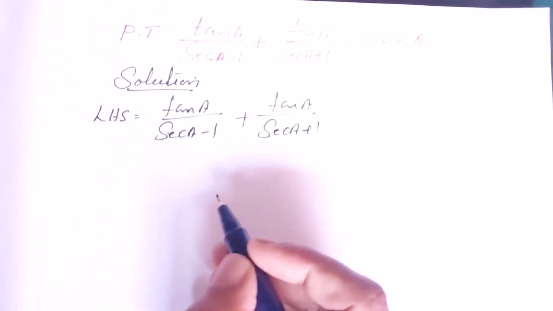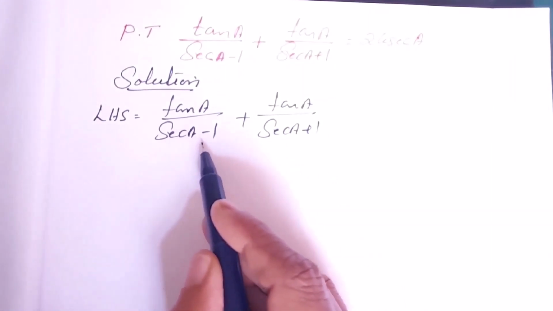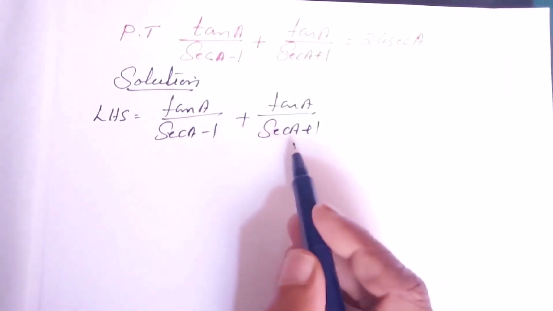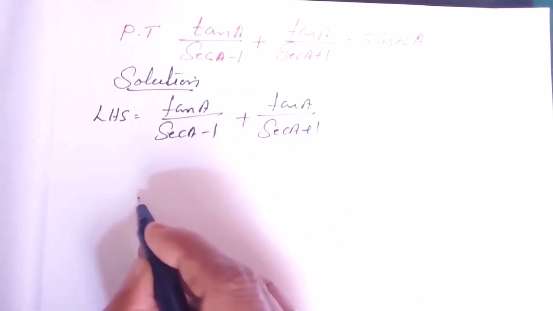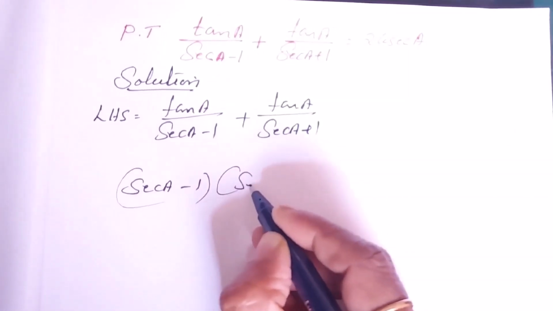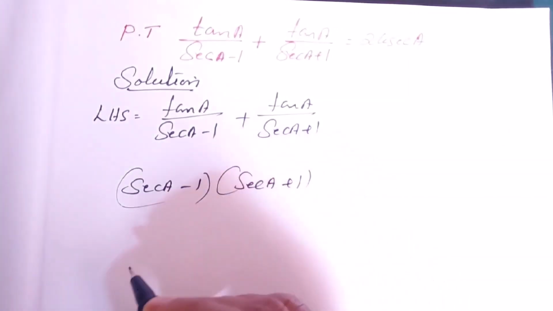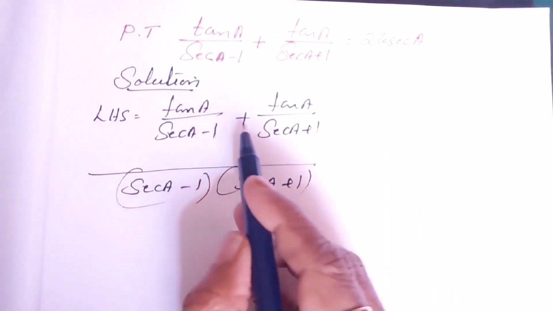Now we have to take the LCM, right? See the denominators, sec A minus 1 and sec A plus 1. Now do one thing, you take the LCM. What is the LCM here? LCM is (sec A minus 1) into (sec A plus 1), right? Right, children? Now cross multiplication.